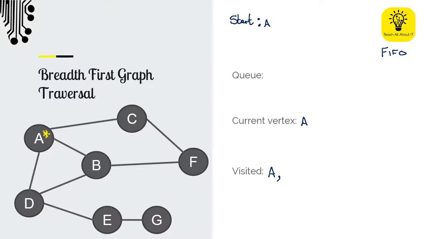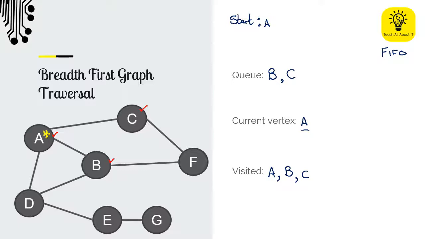So the next available node to A is B. We want to know which ones we've visited. So A is visited and now B is visited. We're going to put B into our queue, but we are still looking at our current vertex of A. So, still using A, we're going to look at the next available node, which is C. We have visited C, and we're going to put C into the queue. It is not our current vertex, but it is now queued, and it is visited.